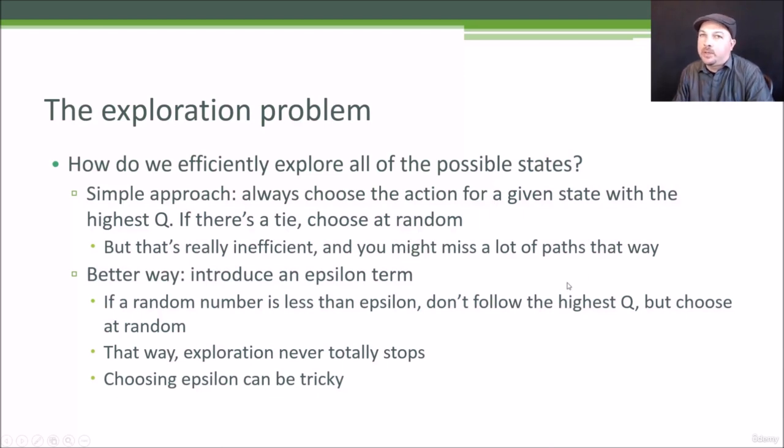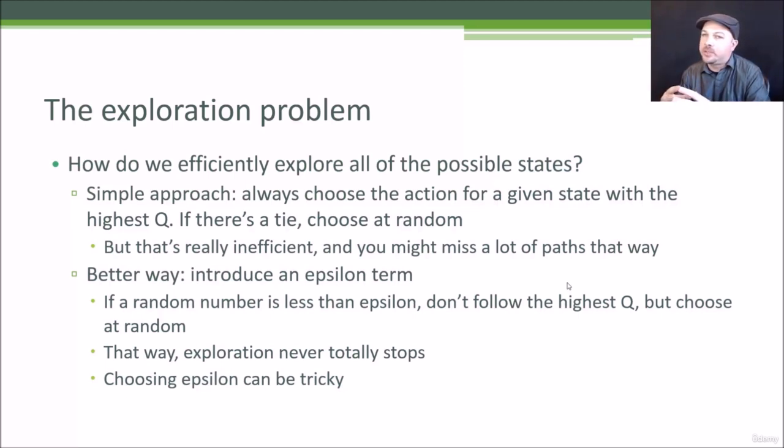So one problem that we have in reinforcement learning is the exploration problem. How do I make sure that I efficiently cover all the different states and actions within those states during the exploration phase? The naive approach is to always choose the action for a given state with the highest Q value that I've computed so far, and if there's a tie, just choose at random. Initially, all of my Q values might be 0, and I'll just pick the actions at random at first. As I start to gain information about better Q values for given actions in given states, I'll start to use those as I go. But that ends up being pretty inefficient, and I can actually miss a lot of paths if I tie myself into this rigid algorithm of always choosing the best Q value that I've computed thus far.